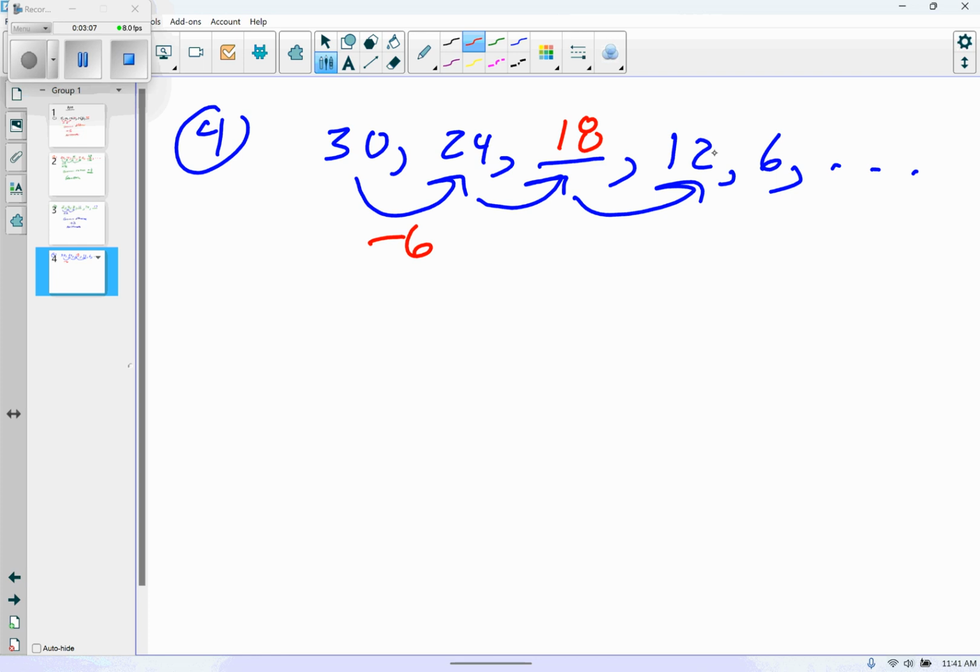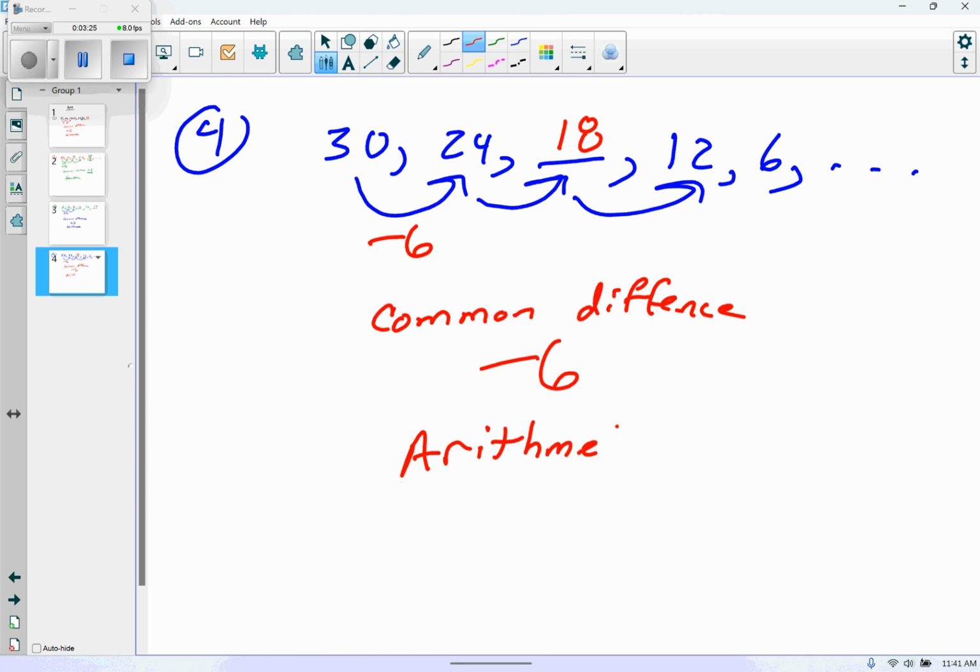Cool, it worked. So do we have a common difference or a common ratio? Well, we're subtracting 6, so I have a common difference. What is my common difference? Well, my common difference is subtract 6. Would this be arithmetic or geometric? It has to be arithmetic. So if you add or subtract to get to the next term, it has to be arithmetic.